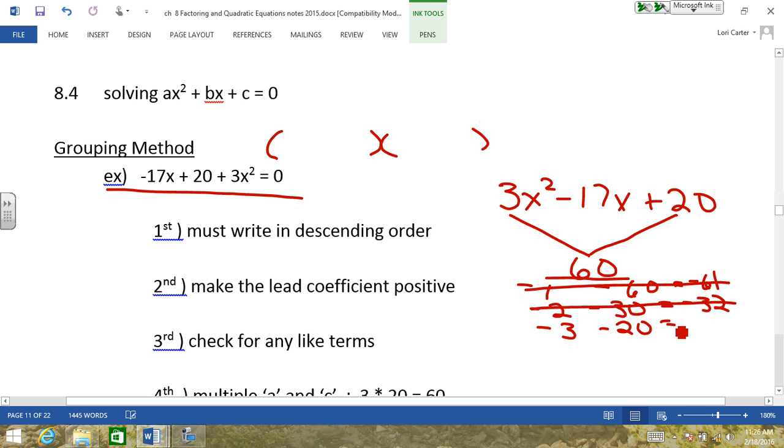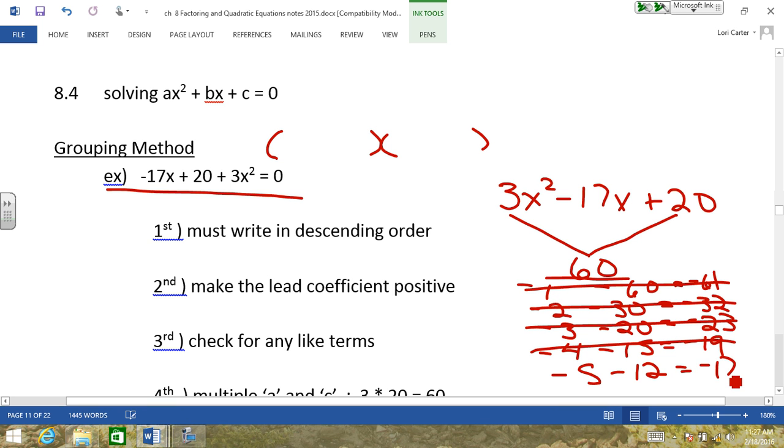Negative 20. Mrs. Carter, I'm about to leave with 5. You are fine. Does 4 go into 60? Yes. This is why you have to do them all. Could I have used 4? I could have, but we already know. Negative 4. Negative 15. Is that right? What's the next set? -5 and -12. Finally. Does that one work? Yeah. Okay.